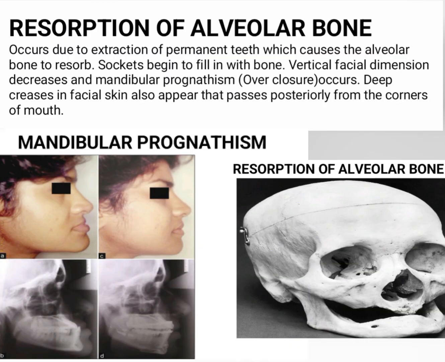Resorption of the alveolar bone occurs due to the extraction of the permanent teeth, which causes the alveolar bone to get resorbed. The sockets of the teeth get filled up with bone and the vertical dimension of the skull becomes reduced. Mandibular prognathism occurs, which leads to overclosure. Deep creases of facial skin appear that pass posteriorly from the corners of the mouth.